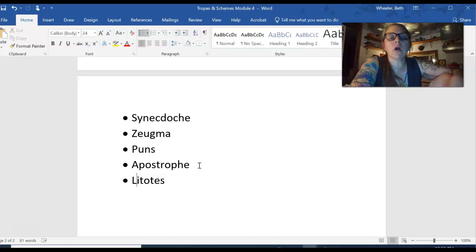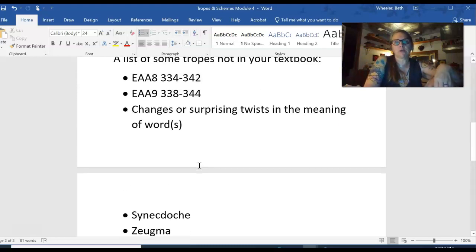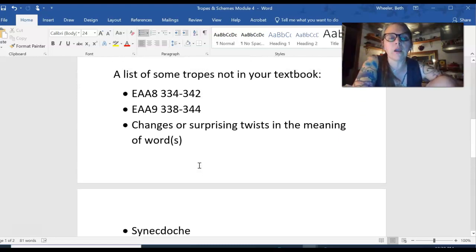All right, so those are some tropes you can think about, but definitely check out the sections in the textbook too, because there are plenty of examples there. And you have to use at least one trope in Essay 2. That's the requirement. So give it a shot. It can be on a sentence level.